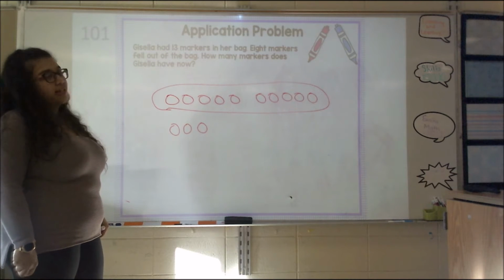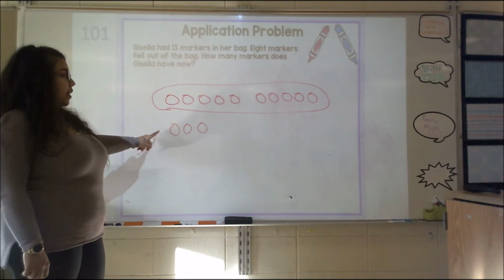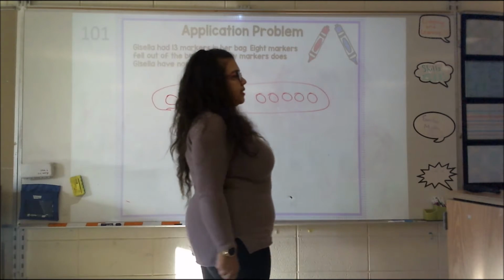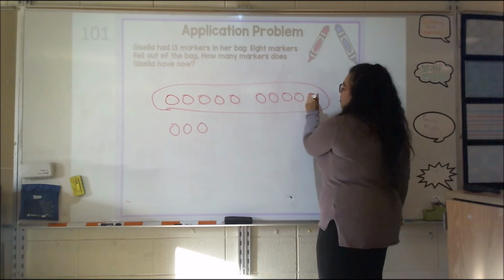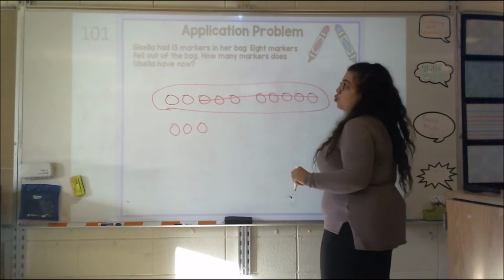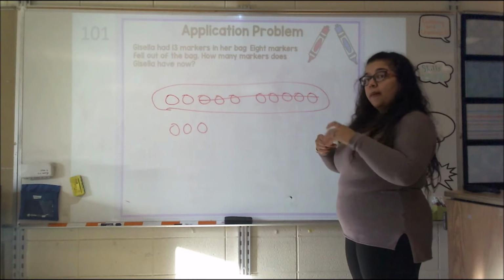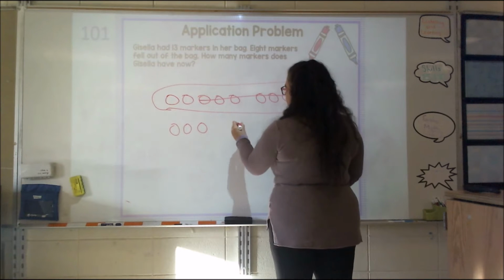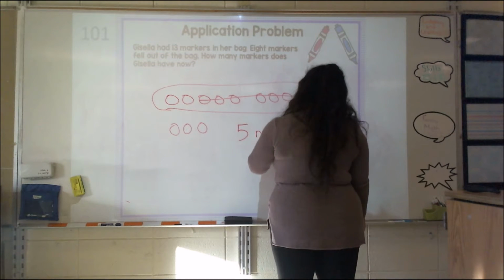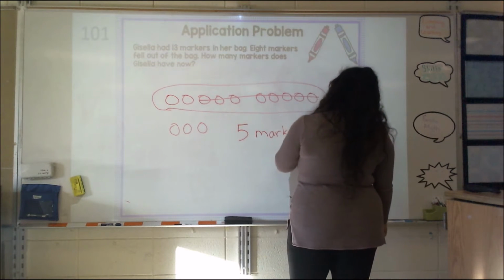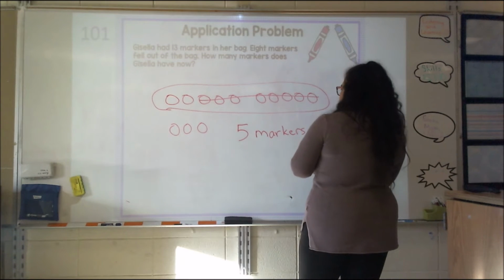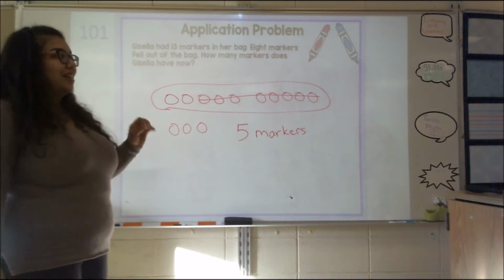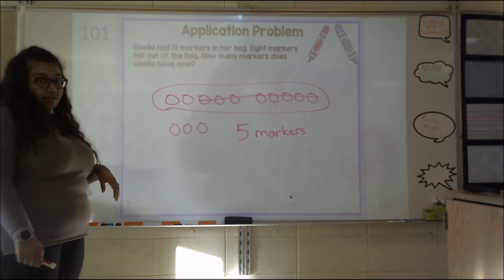How many markers fell out of the bag? 8. Will I take 8 from the group of 3 or from the group of 10? From the group of 10. Now what is 10 minus 8? 10 minus 8 is 2. So we're going to put together the remaining markers. So we say 2 plus 3 is 5. 5 markers. Gisela has 5 markers now. So yes.